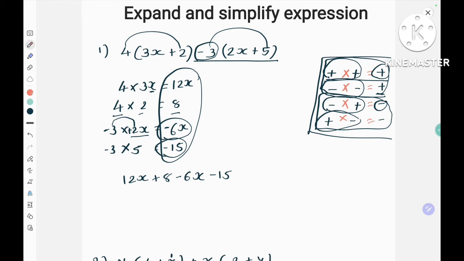Let's simplify. Here 12x and 6x are both like terms, but 6x has a negative sign in front of it. So 12x take away 6x: 12 take away 6 is 6, and x as it is. Here 8 and minus 15 are constant terms, so they are like terms. Let's add and subtract them. So 8 take away 15 is minus 7. So this is our final answer, 6x minus 7.